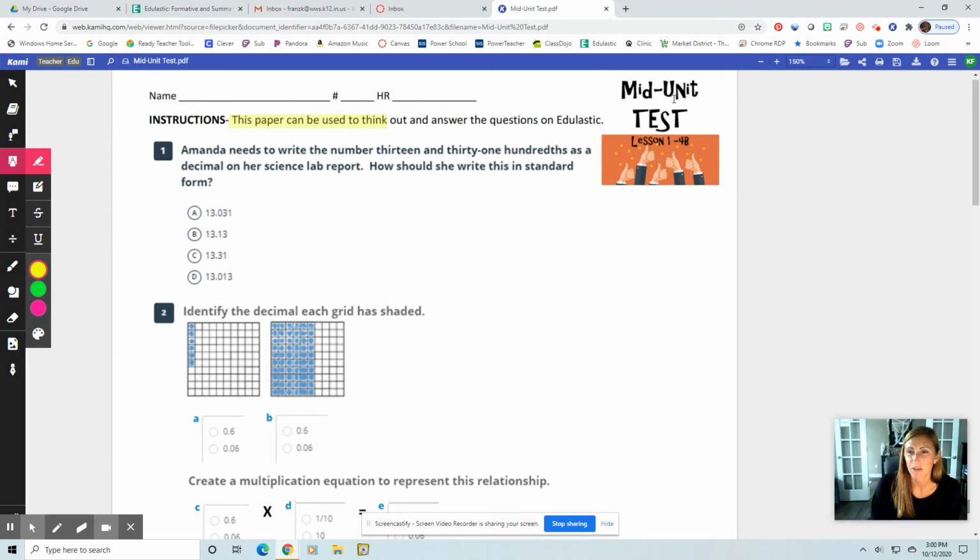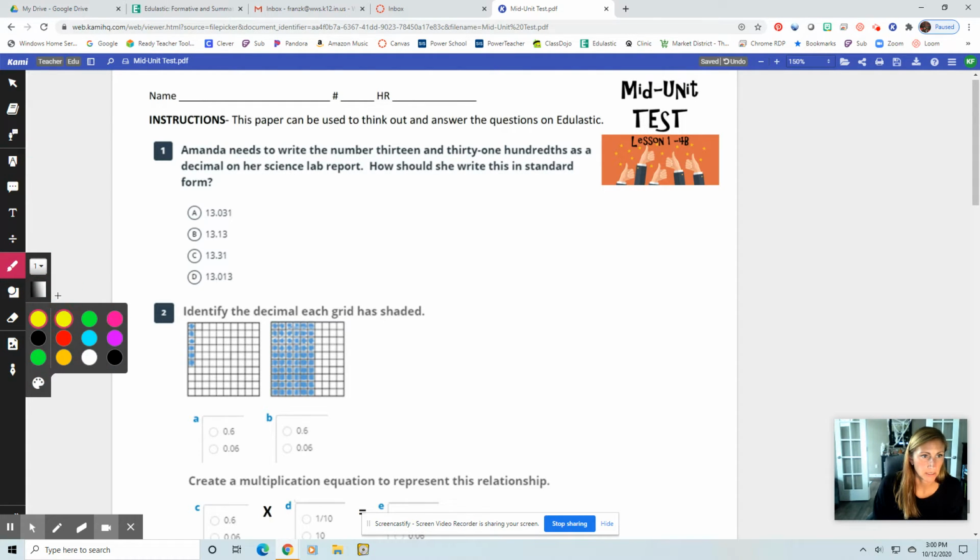We are going to read the mid-unit test together as you answer the questions on Edulastic. So I am going to be marking up the paper as we go, and you can answer as you go as well. So I am going to first get my highlighter ready here and highlight question 1. Here we go.